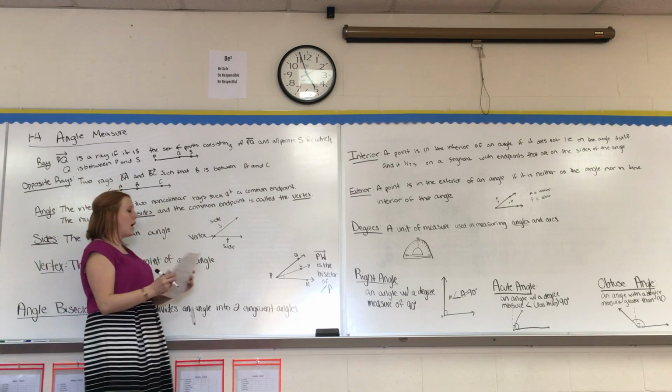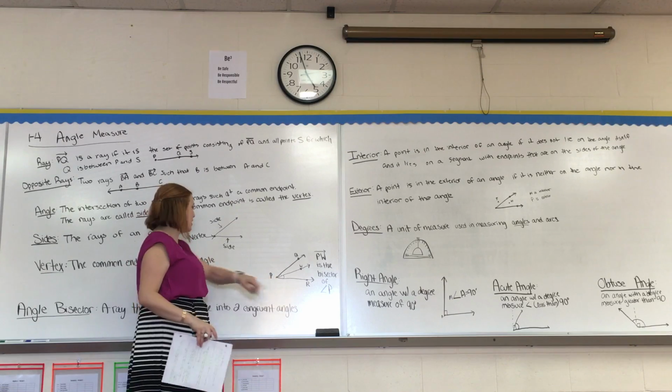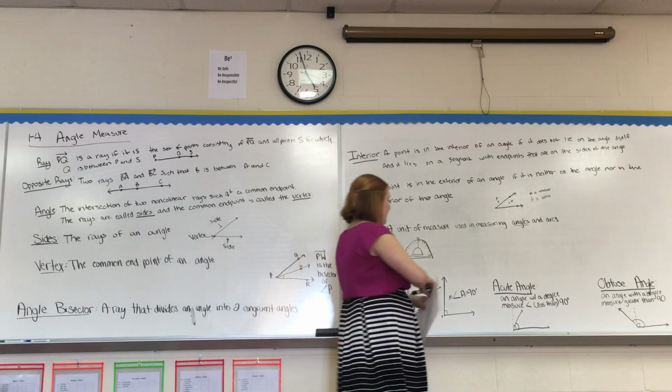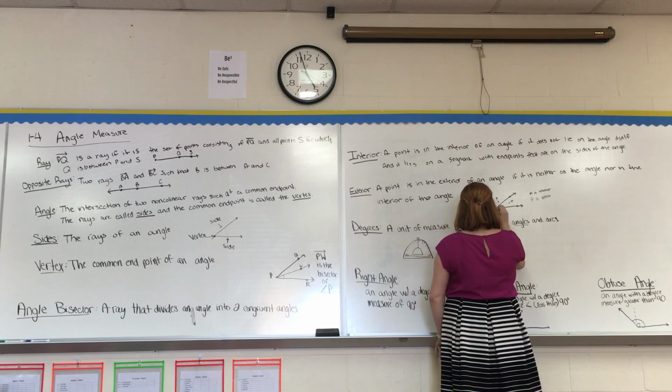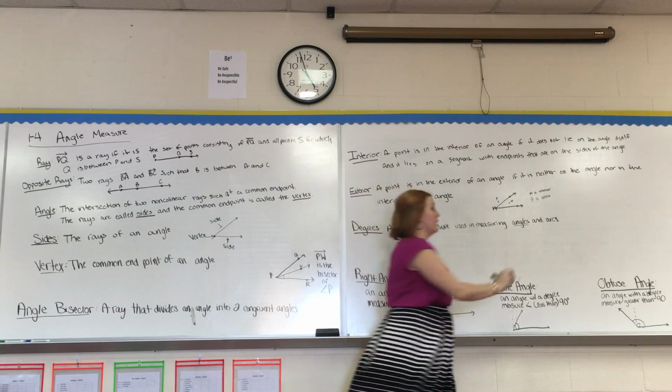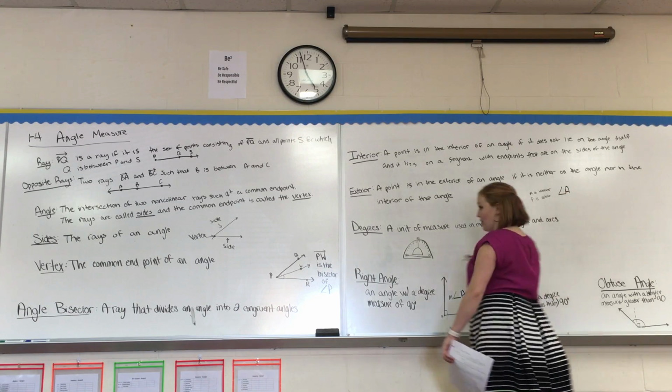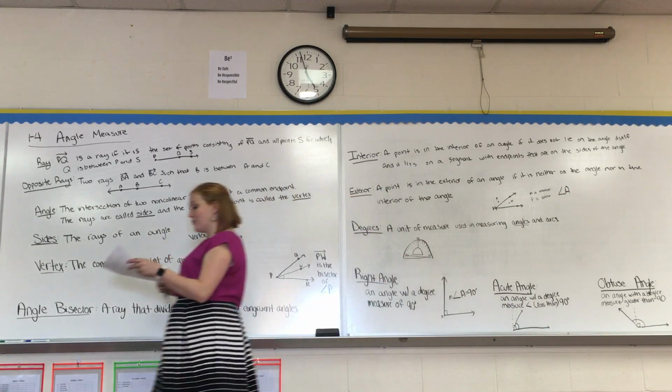We call angles by their vertex, so this is angle P. This would be whatever that vertex is. If I labeled this, this would be angle A. So I would draw a little angle A. That is how we denote them.